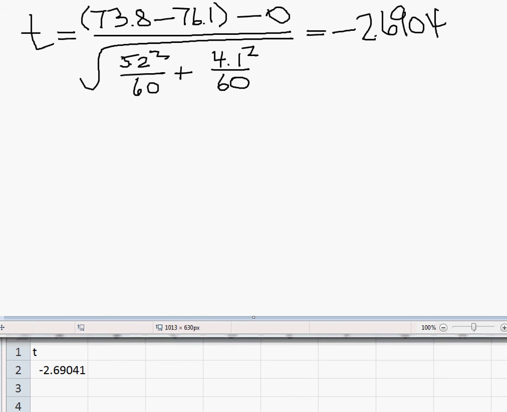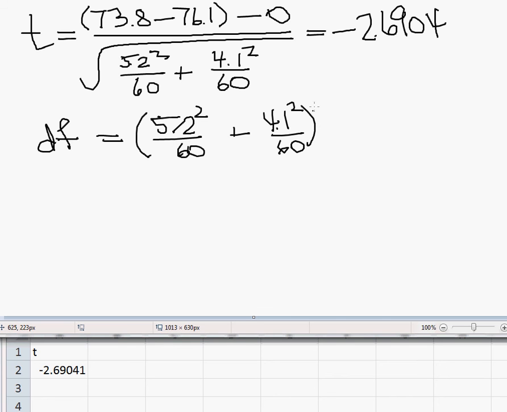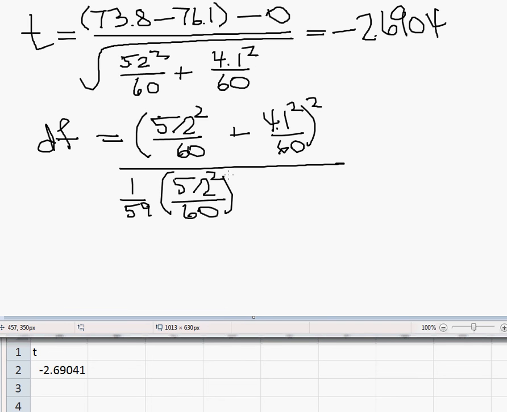The number of degrees of freedom has the following formula. Degrees of freedom is equal to the first standard deviation, which was 5.2 squared over 60, plus 4.1 squared over 60, whole thing squared, divided by 1 over 59 (60 minus 1) times 5.2 squared over 60 squared, plus 1 over, well, for the other 60, 59, 4.1 squared over 60, whole thing squared. And then we take this and round down to the nearest integer.